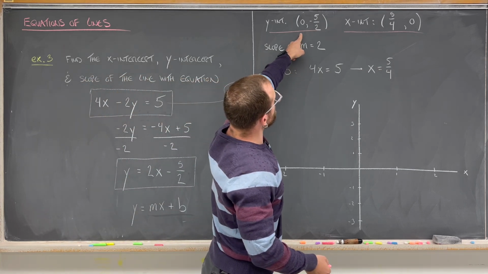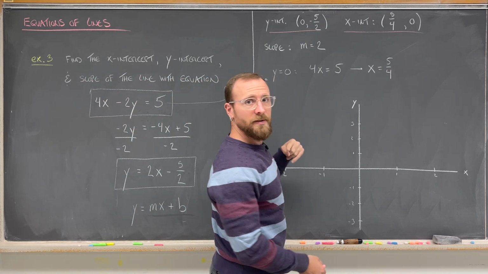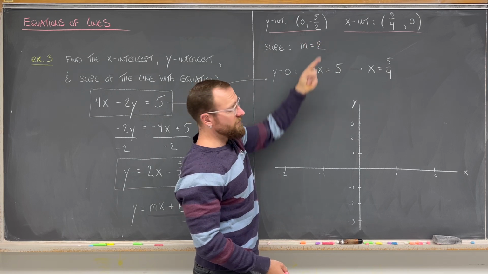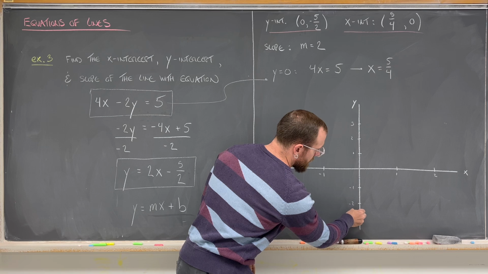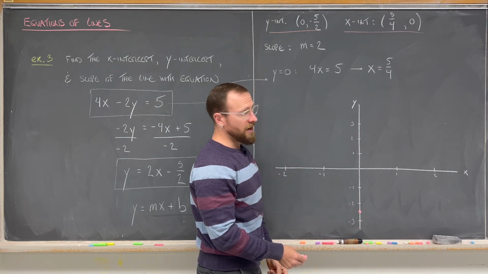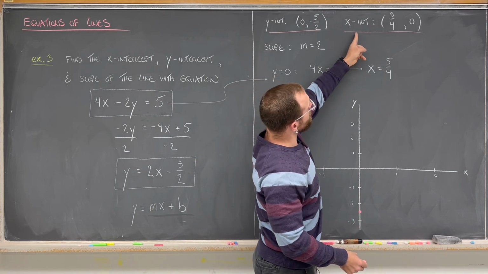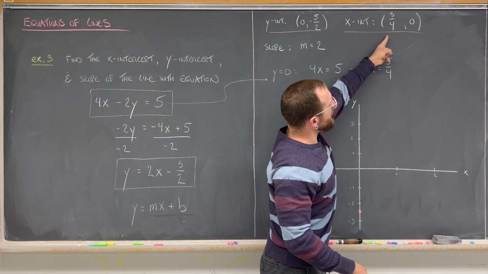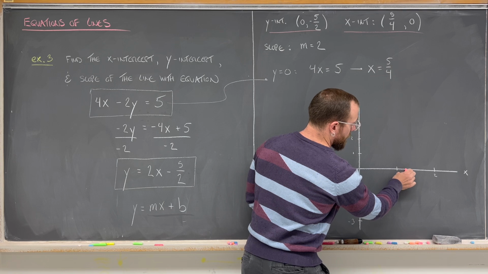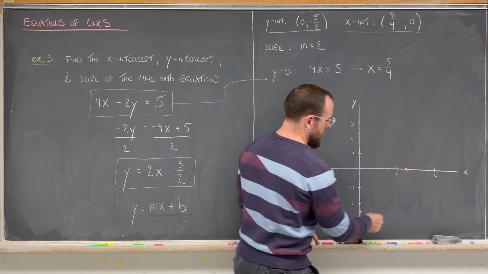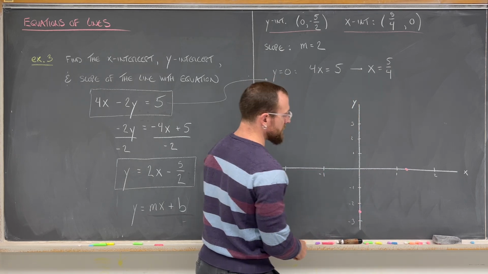So the y-intercept is (0, -5/2). That's -2.5 in decimals. So I'm going to go down along the y-axis to -2.5 or -5/2. And I'm going to go along the x-axis to 5/4. That's 1 1/4. So 1 and then 1/4 of the way between 1 and 2. So that's my x and y intercepts.